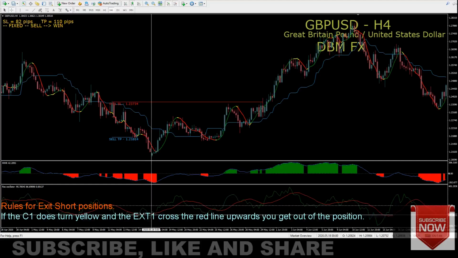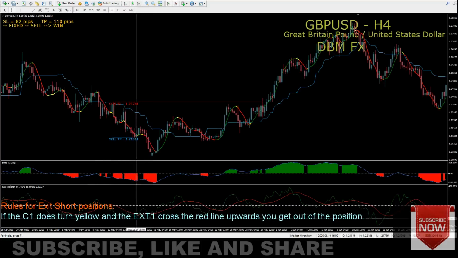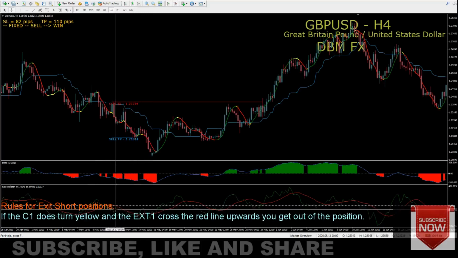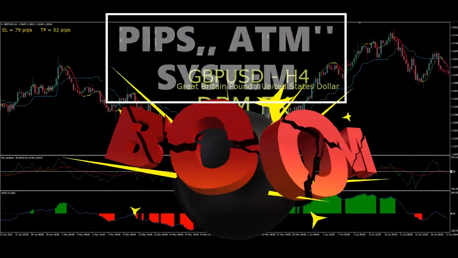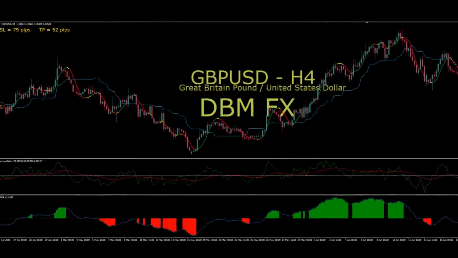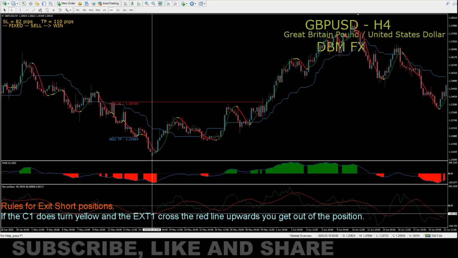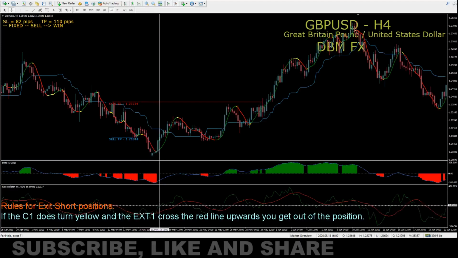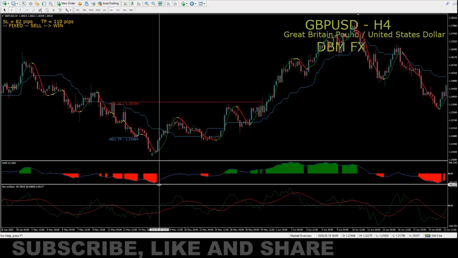Whenever the C1 is turning yellow, you can see as well that the Rex indicator is crossing above. As long as the green line of this Rex indicator is below the zero line, you don't really want to go out of the position, because that will just show you a continuation of the trend, so you can ride it a bit longer. Whenever the green line crosses above this red line and the whole thing looks like it's going out of the zero line, then you're definitely gonna leave.